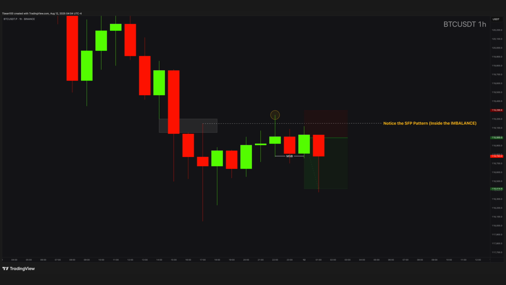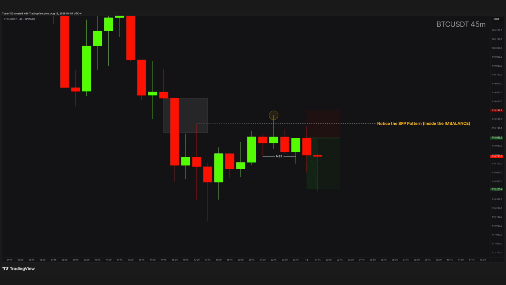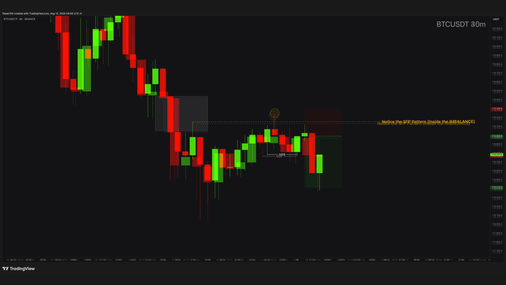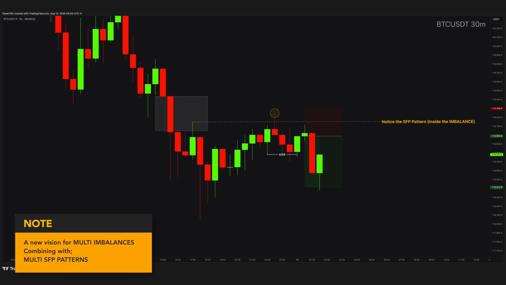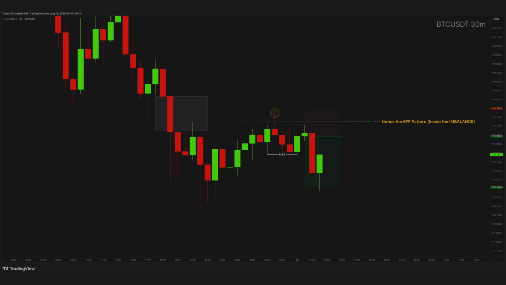And the same exact idea appears in the 1-hour, 45-minute, and even in the 30-minute charts. You can honestly call this setup a real multi-level swing failure pattern that appears across different time frames. I hope that all of these explanations make good sense to you, and help you to understand the logic behind it a little bit better.